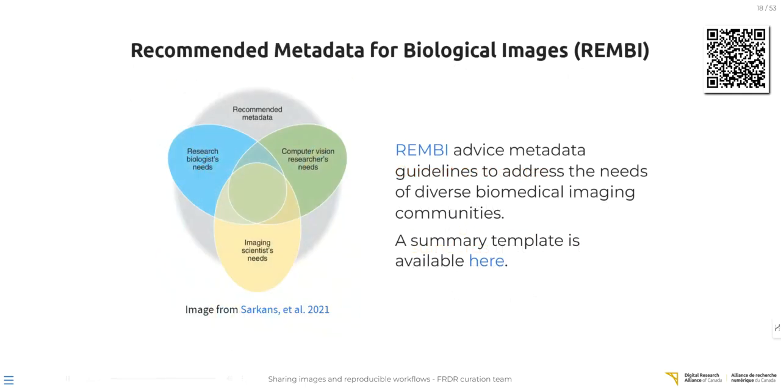To address the fragmented state of image metadata, the scientific community has developed REMBI, Recommended Metadata for Biological Images. REMBI proposes a set of metadata guidelines that aim to satisfy the needs of research biologists, imaging scientists, and computer vision experts. This Venn diagram shows how their metadata requirements overlap to support interdisciplinary data reuse and reproducibility. A summary REMBI template is available in our GitHub repository for you to explore and use in your own projects.